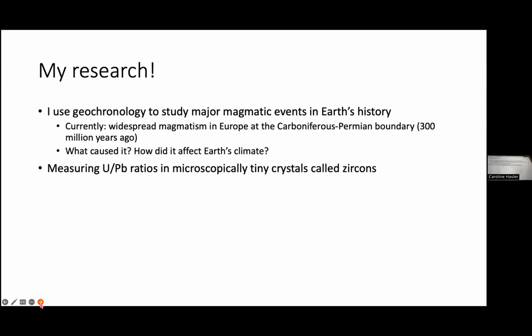When you think of really big volcanic eruptions that happen on Earth today, they tend to have some kind of observable, measurable impact on Earth's climate. So the question is, can we, by looking at these events, try to reconstruct possible climate effects of that volcanic activity? The way I do this is by measuring uranium lead amounts in these microscopically tiny crystals called zircons.